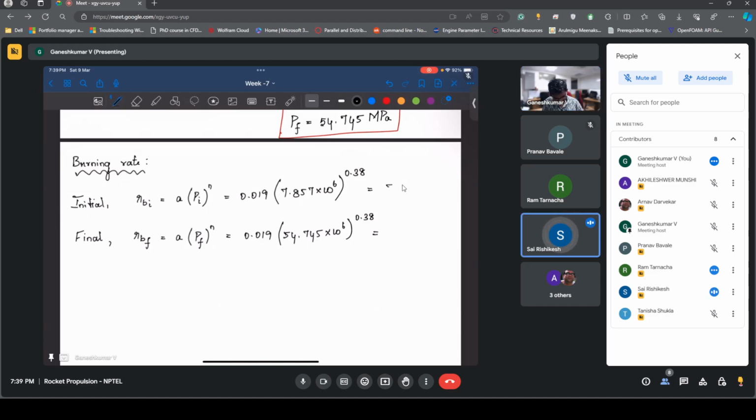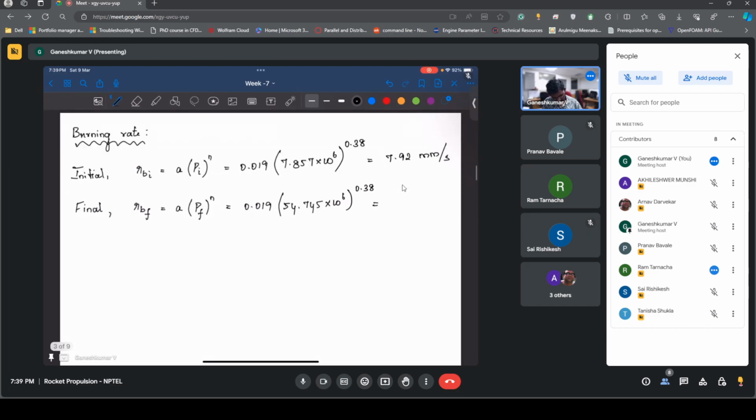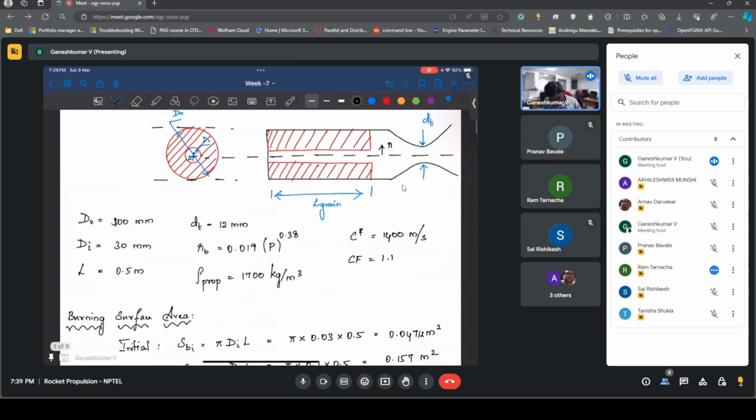Is it 7.92 millimeters per second? Wonderful. Yes. So is this coming out to be something like 16.57? I'm getting something like 16.57. Please check. Yeah, yes, 16.5. Yes. Thank you. So okay, so far so good.